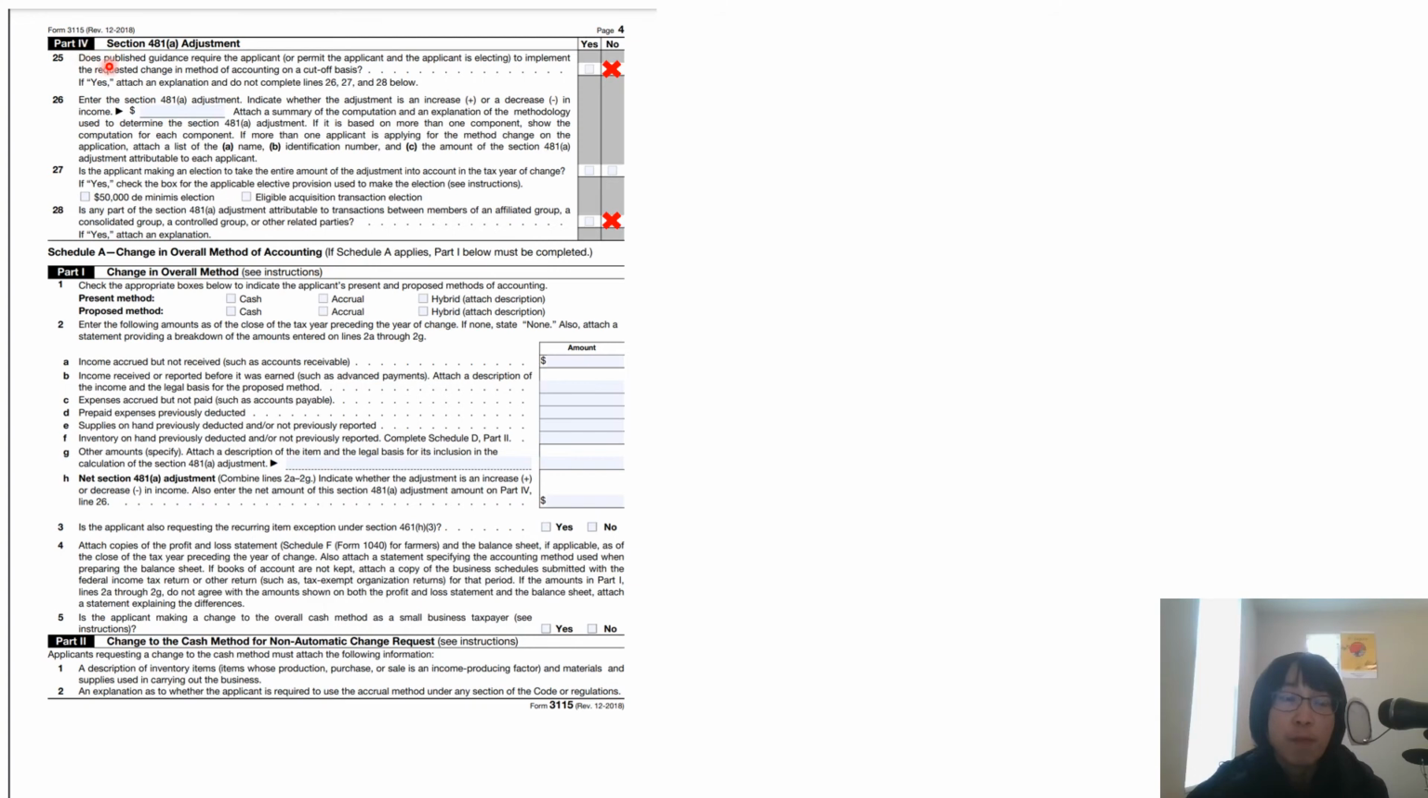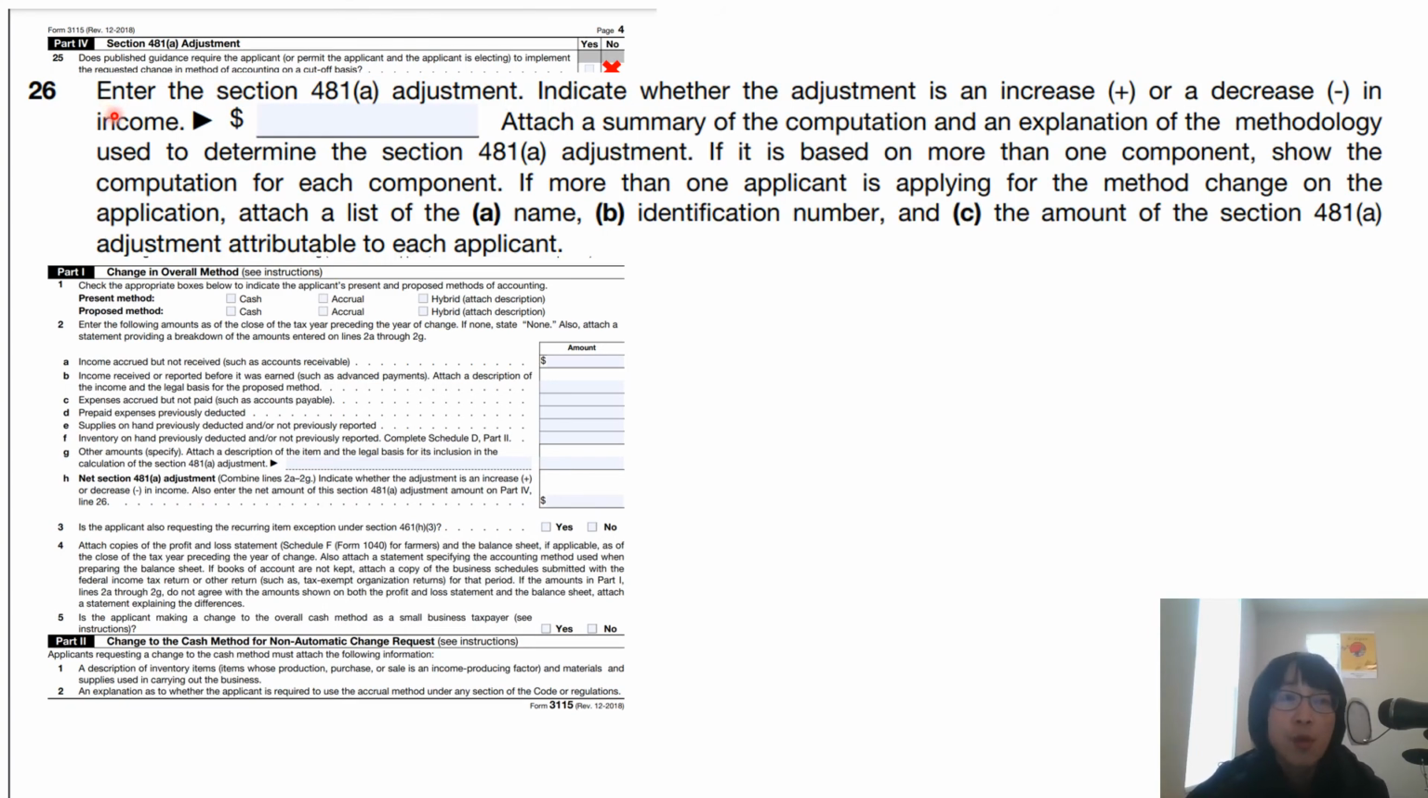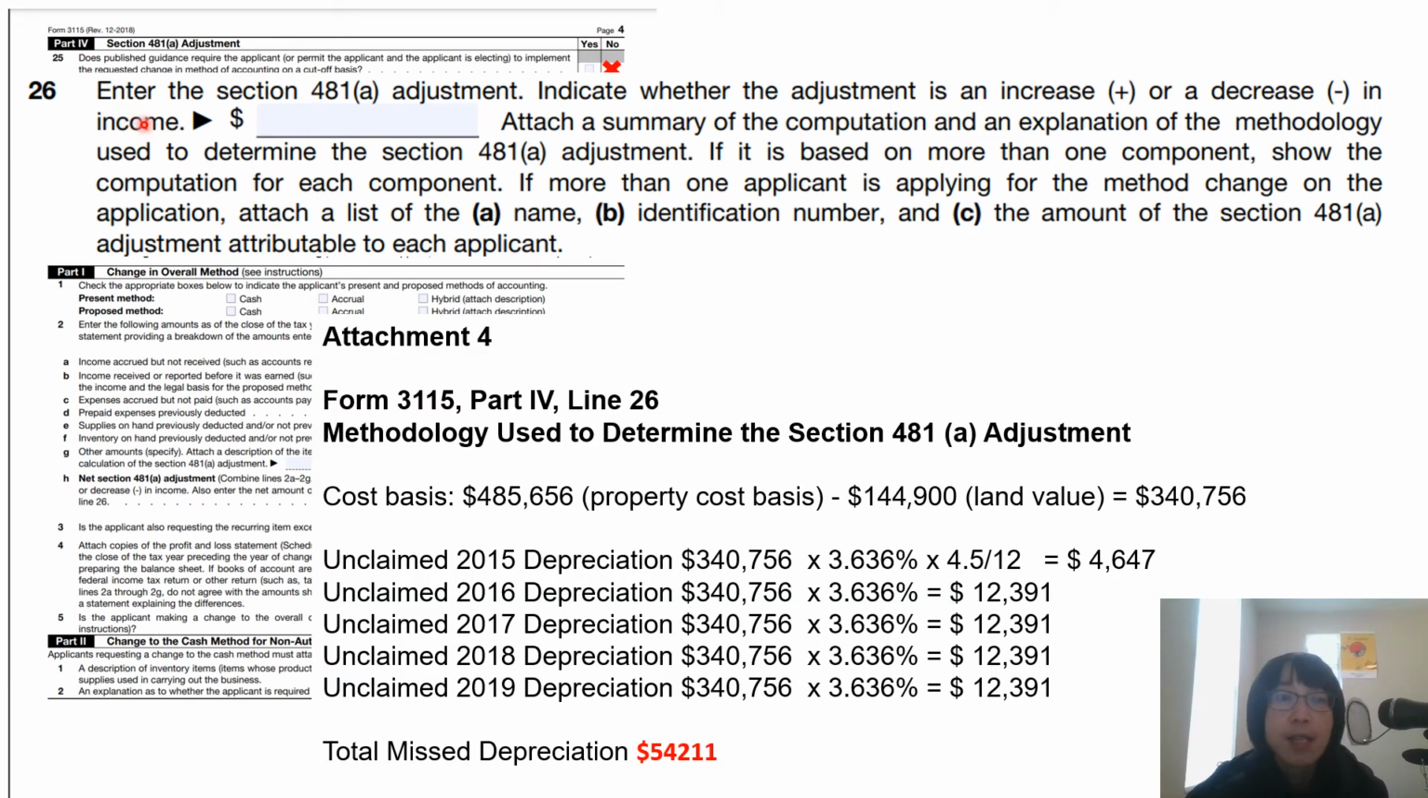Now we've come to part 4 of this form. For the yes/no questions in this part, just answer it according to your own situation. And what we need to look at is question 26. So in question 26, we are telling IRS how much depreciation we are trying to make up with this application. And what we need here is another attachment. This attachment is going to outline how we calculate the missed depreciation.